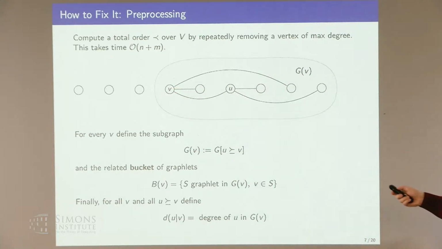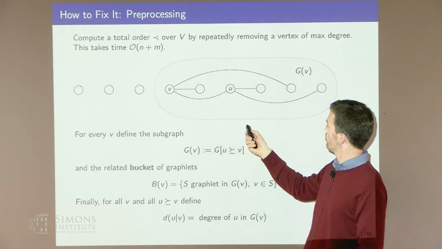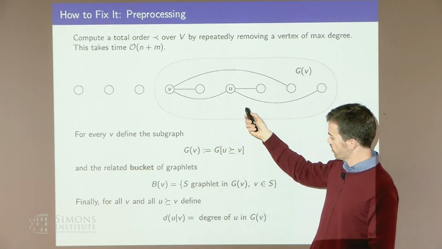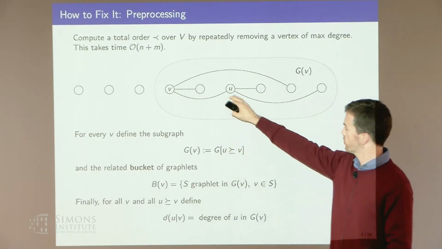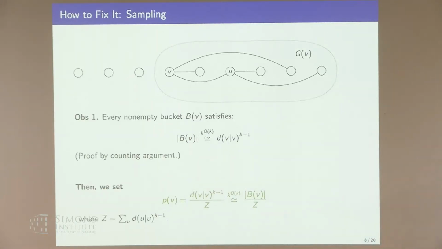And for every vertex U here, let me define d(U given V) as the degree of U in G of V. So the degree of U given V here will be 3, even if U has edges to other vertices around there. Okay.